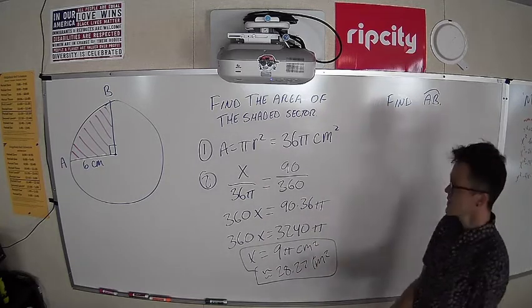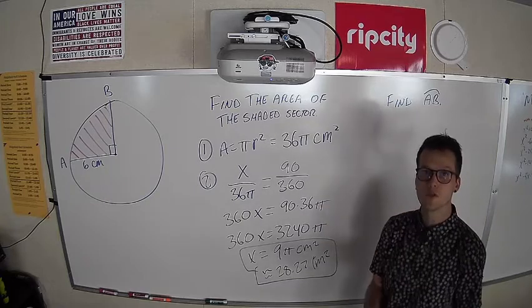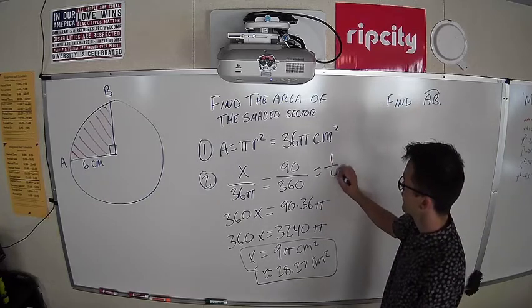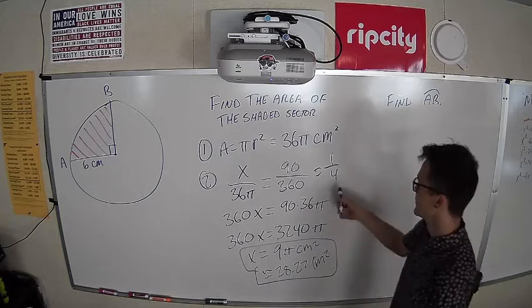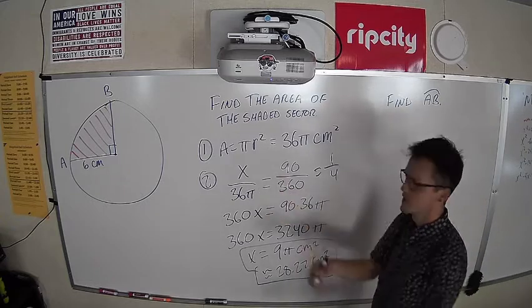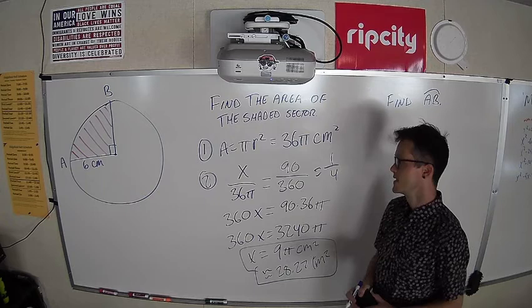Another thing you may have noticed is that 90 over 360, we could have reduced that right off the bat and said 1/4. That would make our equation a little bit simpler. We'd have 4x equals 36 pi. The division's a little simpler, but we get to the same place.